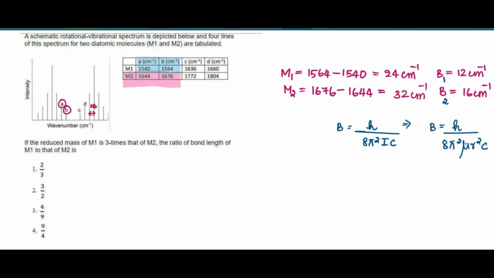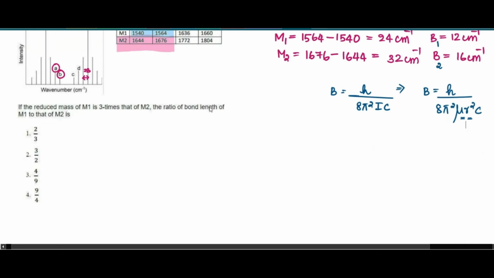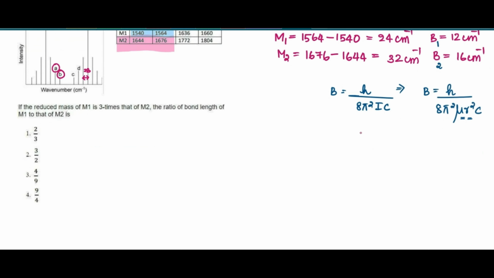Basically, what do you need? You have been given... we already got the B values. They have given some relation of this reduced mass and they are asking about this bond length as well. So I am taking out only the required terms. Basically what I'm going to write over here is that the rotational constant for any molecule is inversely proportional to reduced mass and it is inversely proportional to the square of bond length. Is it clear?